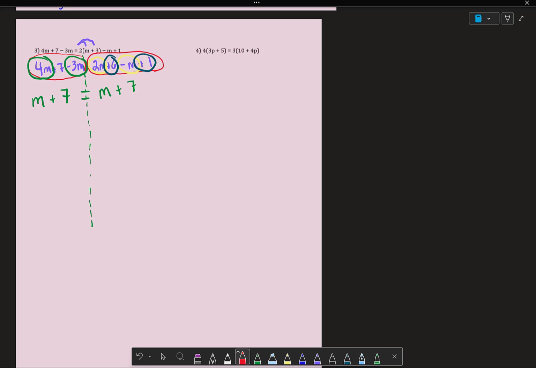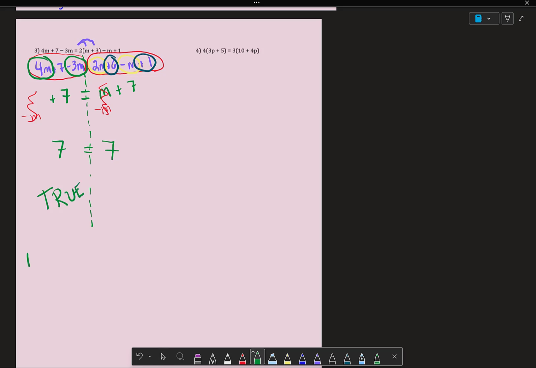But the next step is we get the variables together. There's not a smaller variable. They're exactly the same. So when I subtract m from both sides, these m's cancel and these m's cancel. And then we're left with 7 equals 7. That is a true statement.